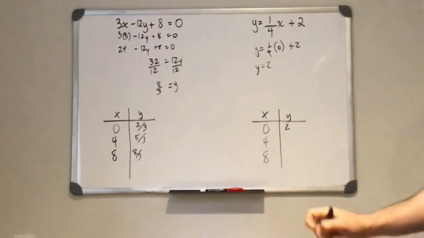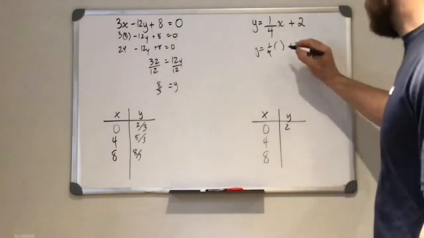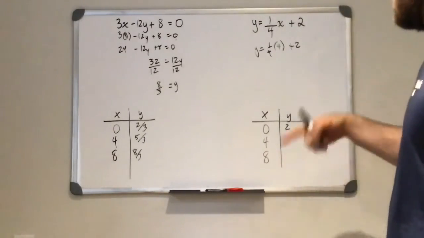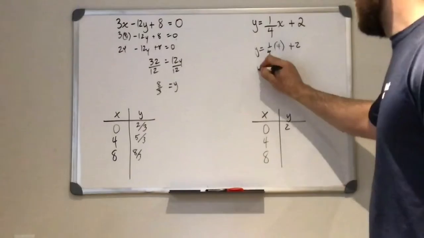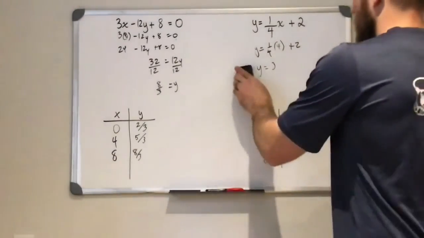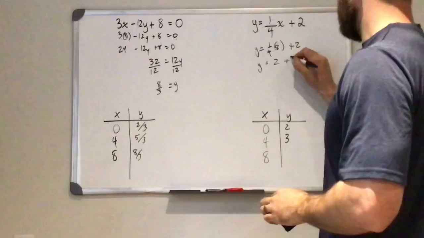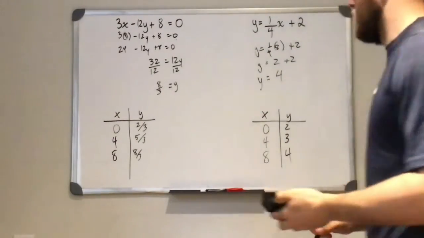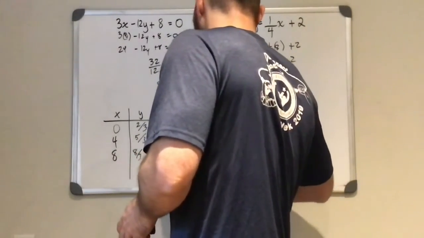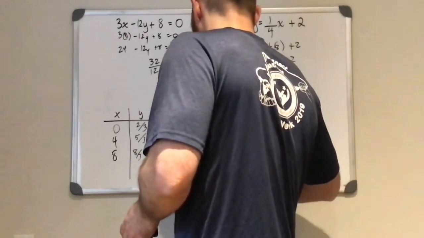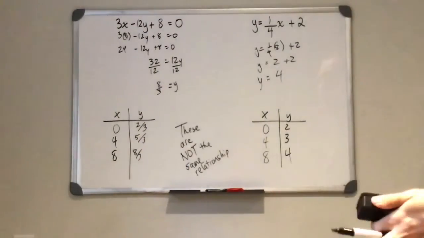It's already not matching our table to the right here, but we're going to continue on with this and just fill out that table. Now here's where the numbers we have chosen kind of help out, because a quarter times 4 is going to be 1. So we get y equals 3. And then if we put in 8 here, a quarter times 8, we're going to get 2 plus 2. So we can say here that these are not the same relationship.